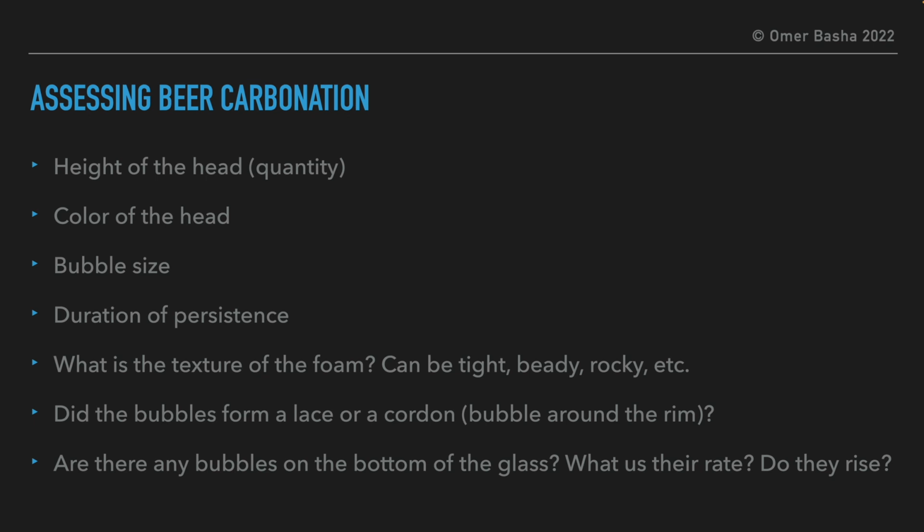Assess the size of the bubbles and how long the foam head stays, and its texture. The texture can be things like dense, as you see in beers that are infused with nitro, beady when you see relatively large bubbles, or rocky as happens in Belgian beers. Note whether the head of foam left lace on the glass or a cordon. A cordon is when there is a foam ring on the glass. Comment on the rate at which the bubbles appear in the glass if there are bubbles rising from the beer. And finally, characterize the carbonation intensity.